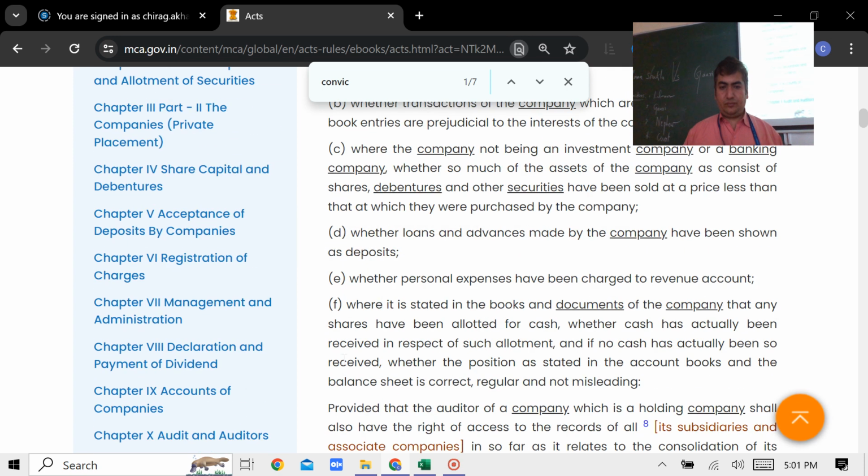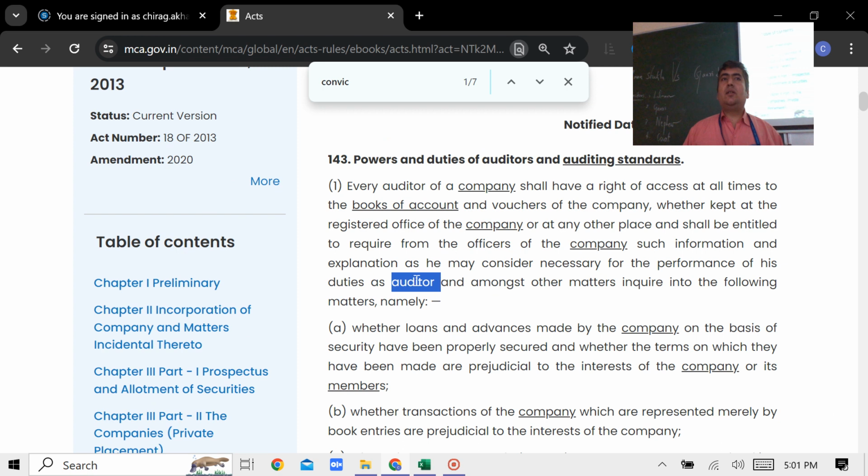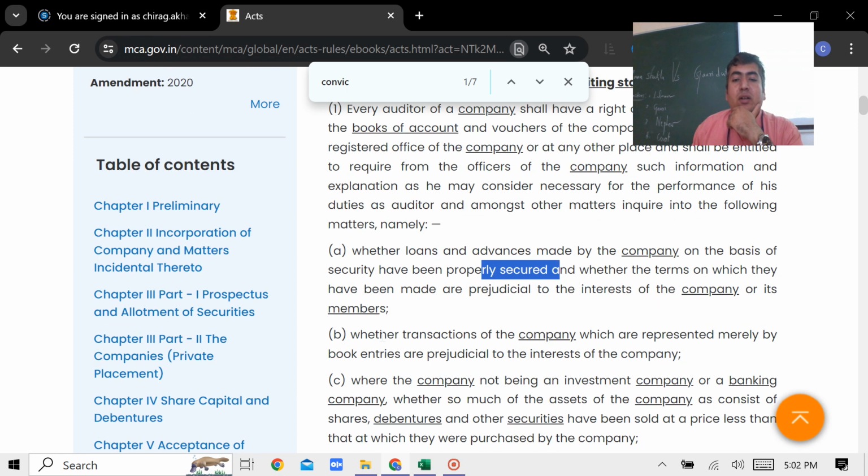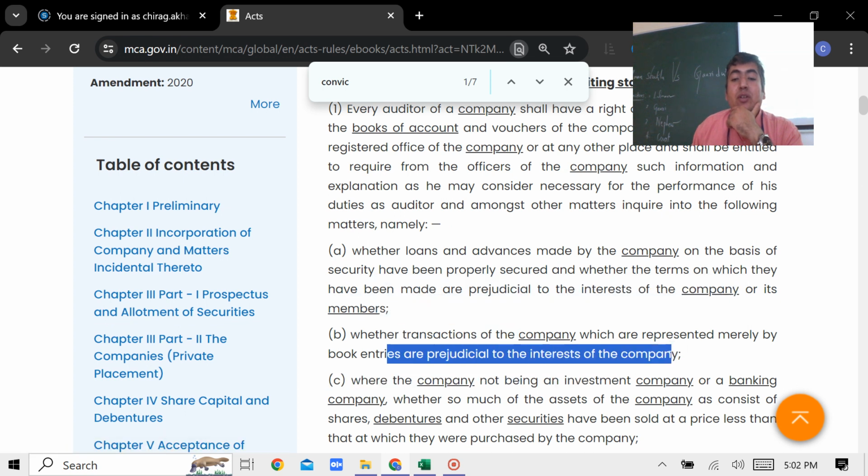Write down the necessary assertions need to be made by the auditor under section 143 subsection 1. So these are the assertions. Assertions stands for confirmations. For example, if any loans and advances was made by the company, so loan was given, whether the property was properly secured in that favor or not, you have to check whether transactions represented are not prejudicial to the interest of the company or not.